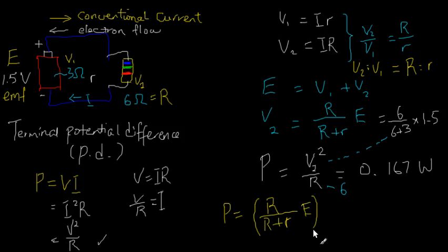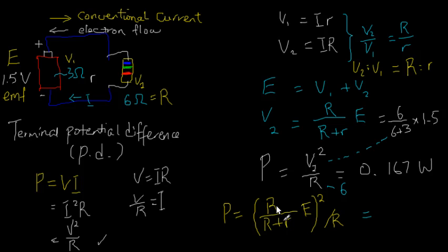So this goes into the V2 there. So that means I need to square it. And then I must divide by the R. Divide by R. That looks complicated, so let me simplify this a little bit.